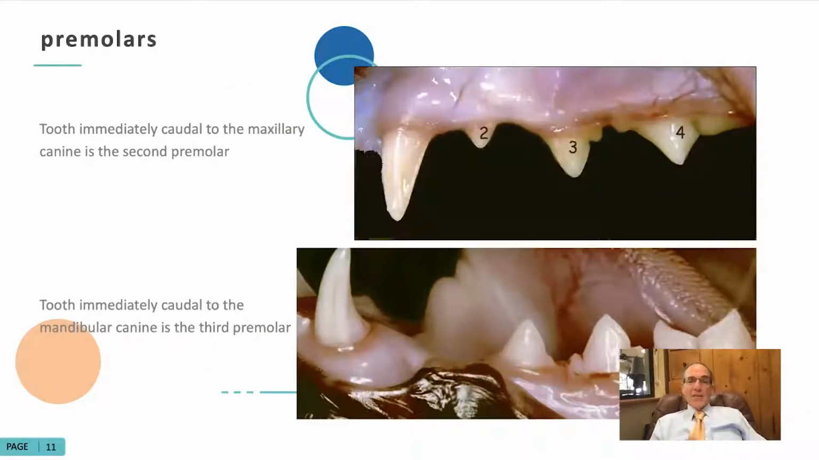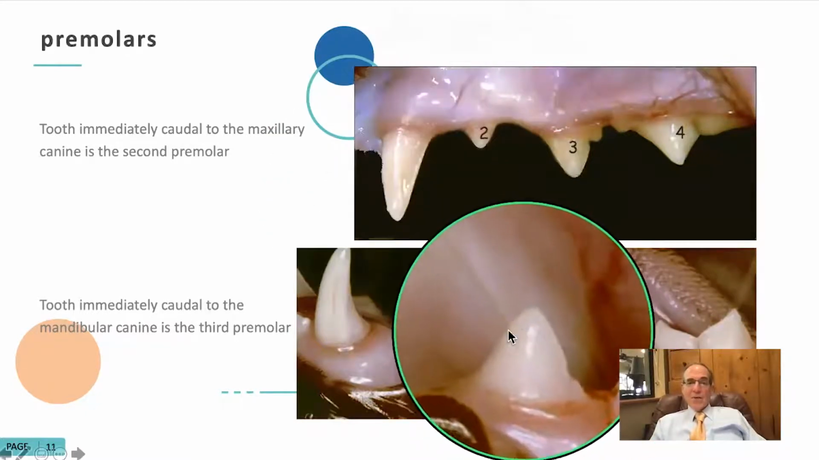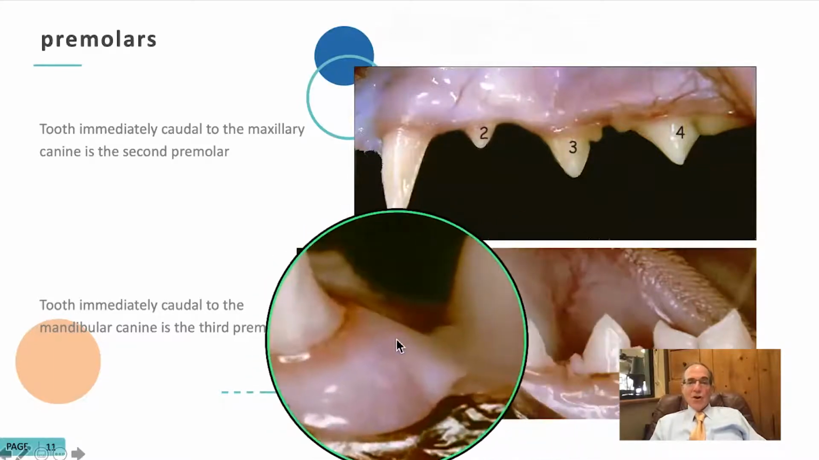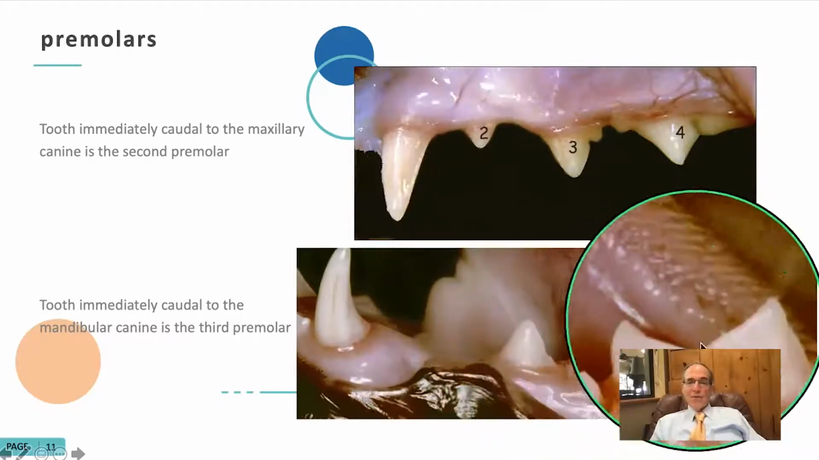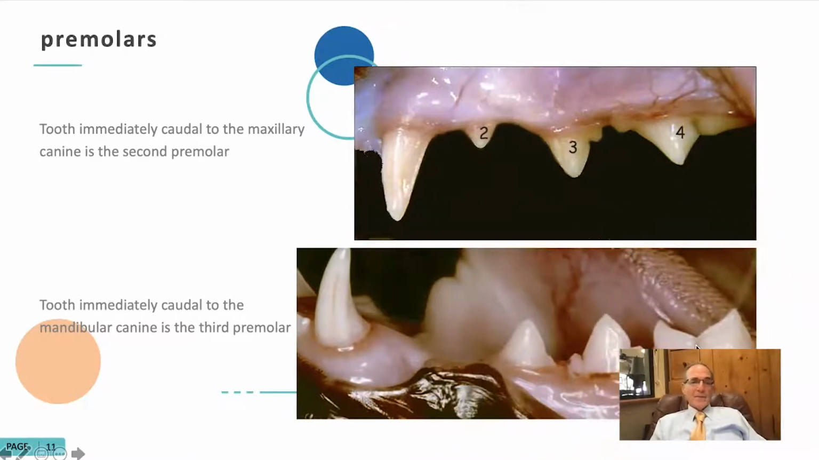The numbering of teeth is sometimes a little bit confusing. The tooth in the maxilla immediately caudal to the maxillary canine is the 2nd premolar, then 3rd and 4th. The tooth immediately caudal to the mandibular canine is the 3rd premolar. So this is not the 1st premolar here. This is the 3rd premolar. In the cat, there is no 1st and 2nd premolar. So there's the 3rd premolar, 4th premolar, 1st molar in the mandibles.